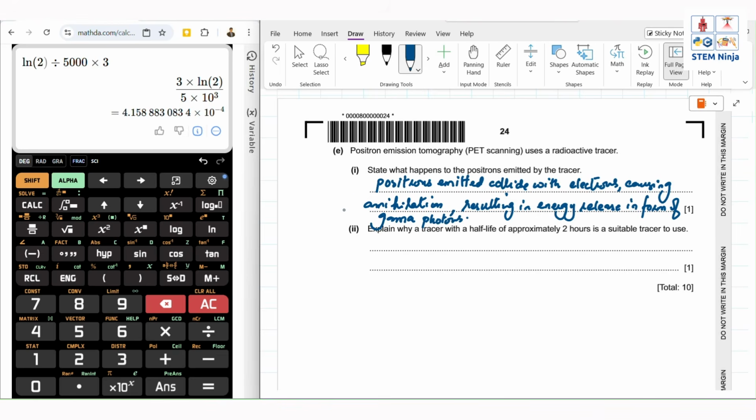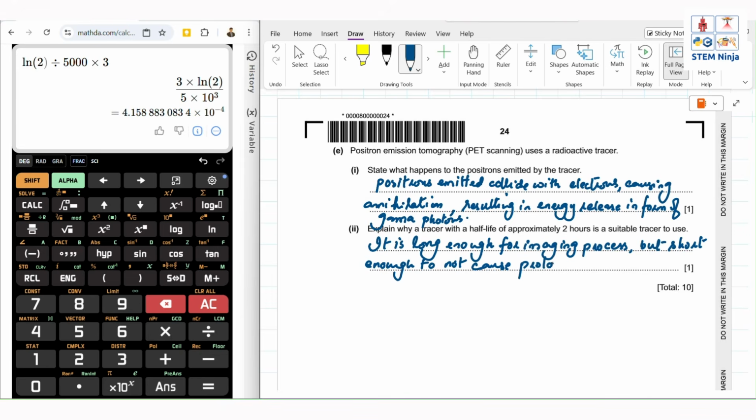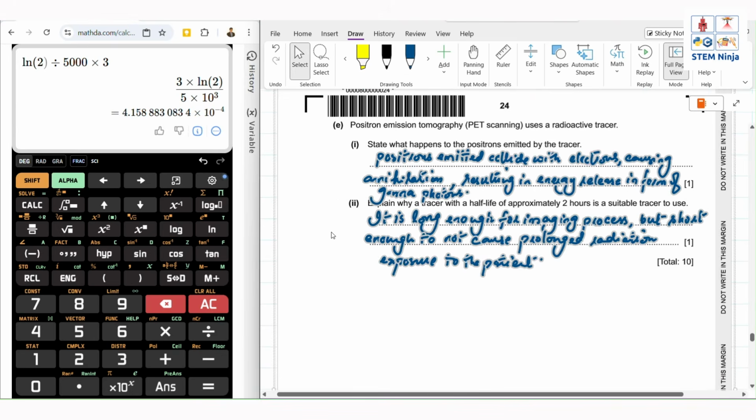Right. Okay. And then it is long enough for the diagnostic imaging process, but short enough to not cause prolonged radiation exposure to the patient. That's it. All right, moving on.